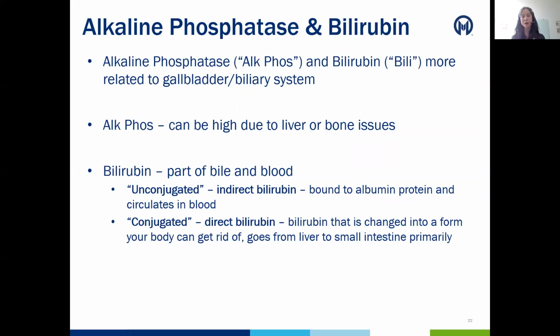Bilirubin is a normal part of bile and blood. There are two main types that I mentioned. There's unconjugated, or indirect, bilirubin. This is when the bilirubin is bound to albumin and circulating in the blood. Conjugated, or direct, bilirubin is when the bilirubin has changed into a form that your body can get rid of, and it typically goes from your liver to your small intestines primarily.